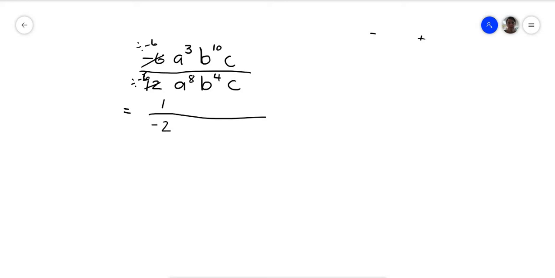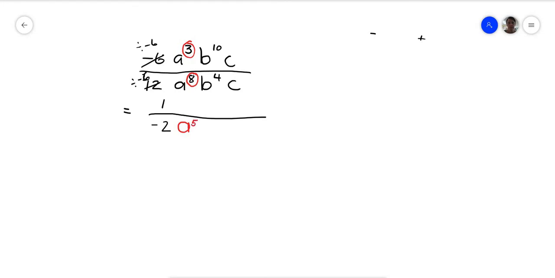Now let's move on to our first variable. A is raised to the power of 3 at the top and 8 at the bottom. So the biggest one is where we're going to start. We're going to write the A there, nothing at the top because this is the biggest. And I'm going to say 8 minus 3, which leaves me with 5.